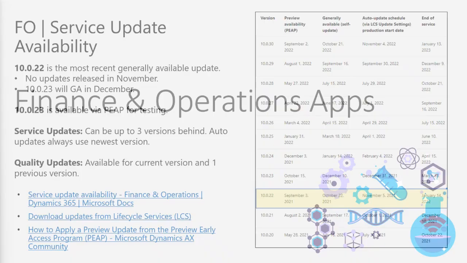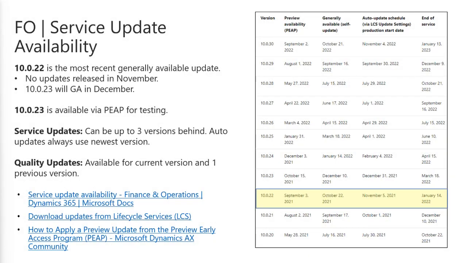Okay, thanks, Jess. So with finance and operations, first I'd like to talk a little bit about the service update availability. Version 10.0.22 is the most recent generally available update. There will not be an update in our November month. So we'll pick it up again with 10.0.23 going generally available in December. If you are part of the preview program, 10.0.23 is available for testing at this time.